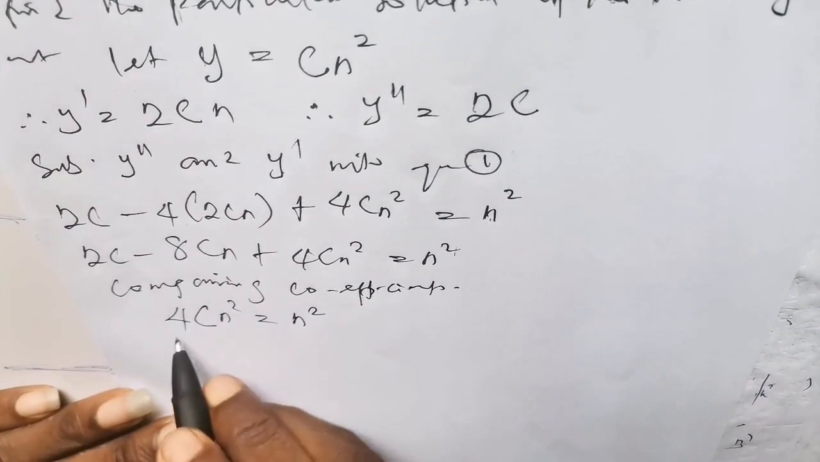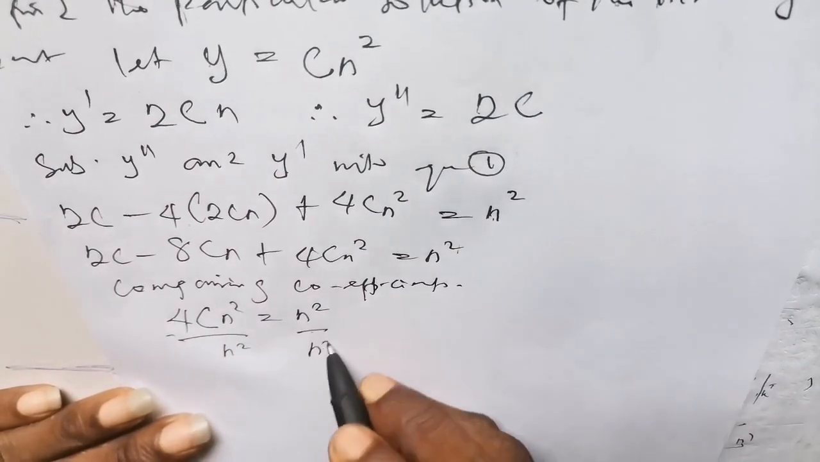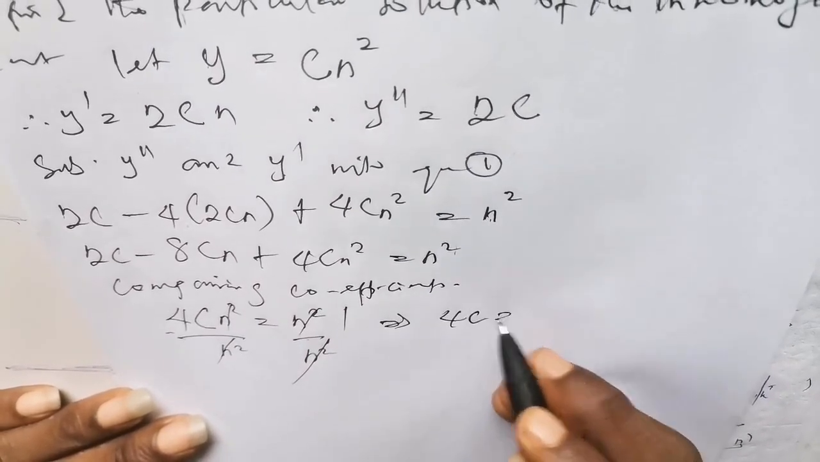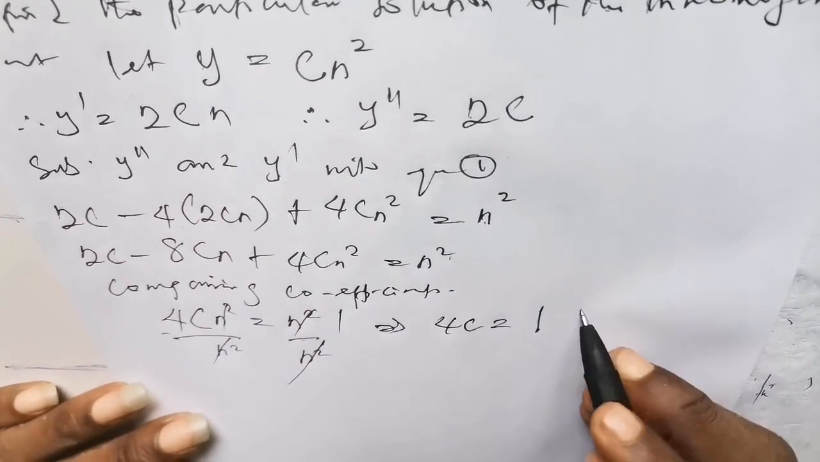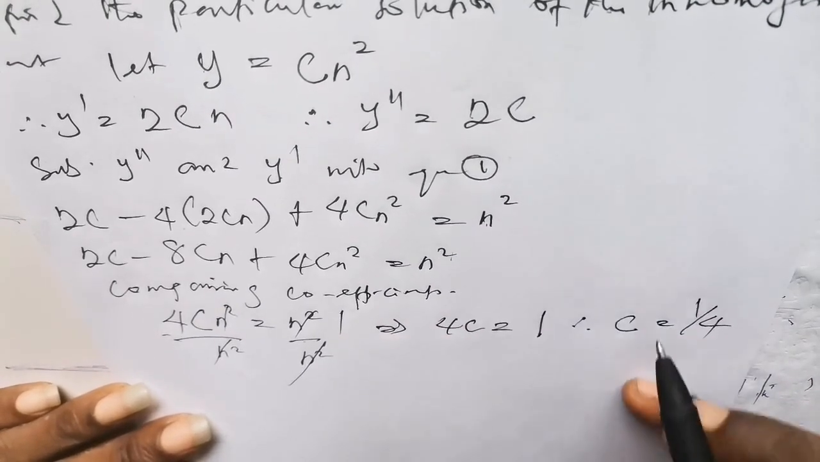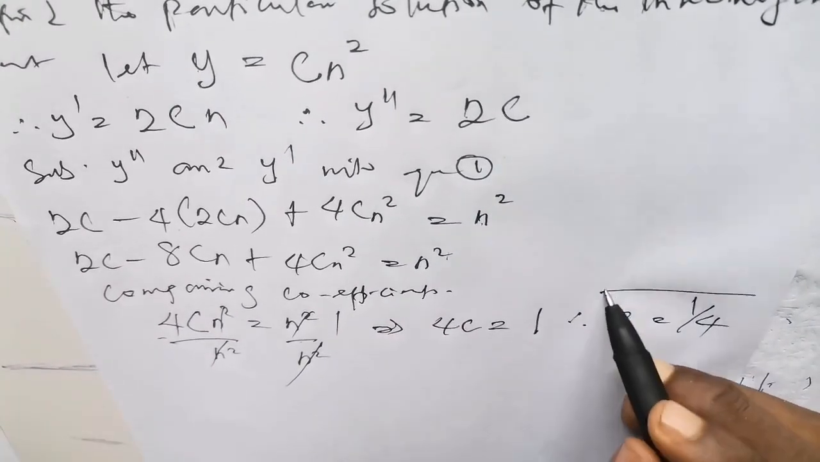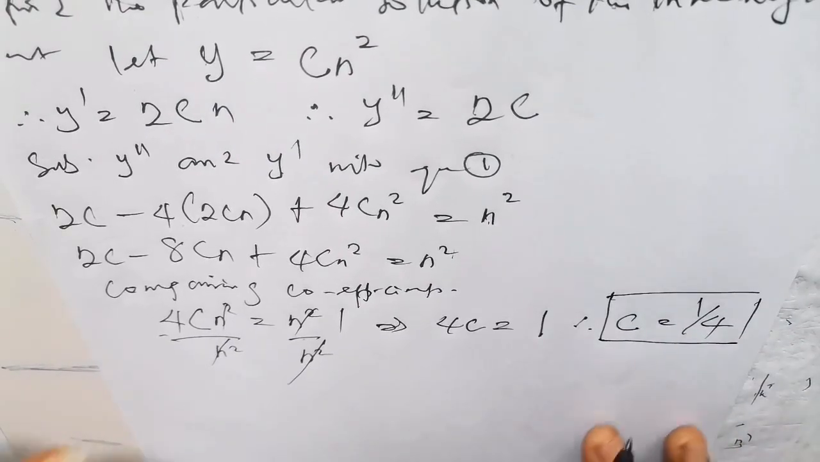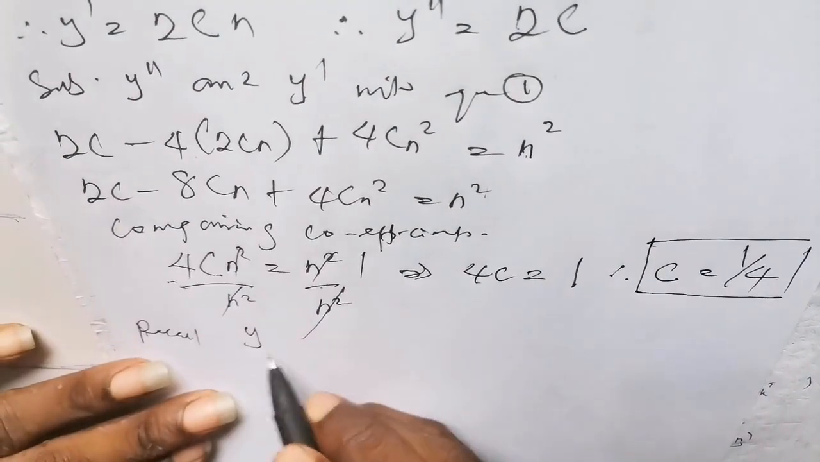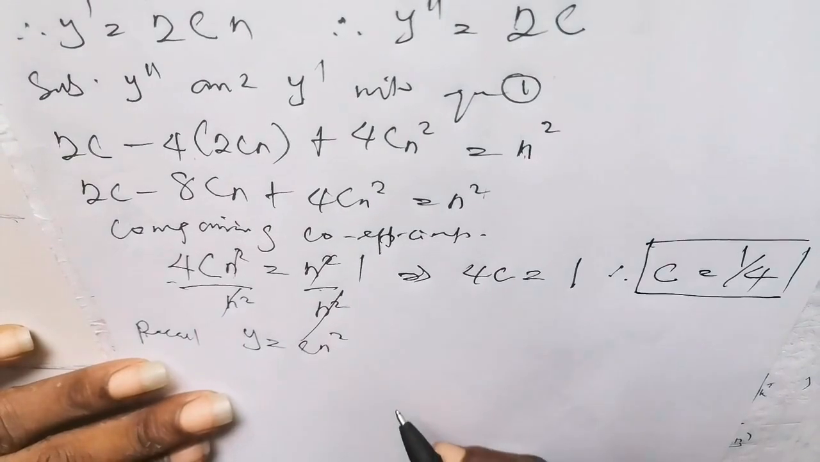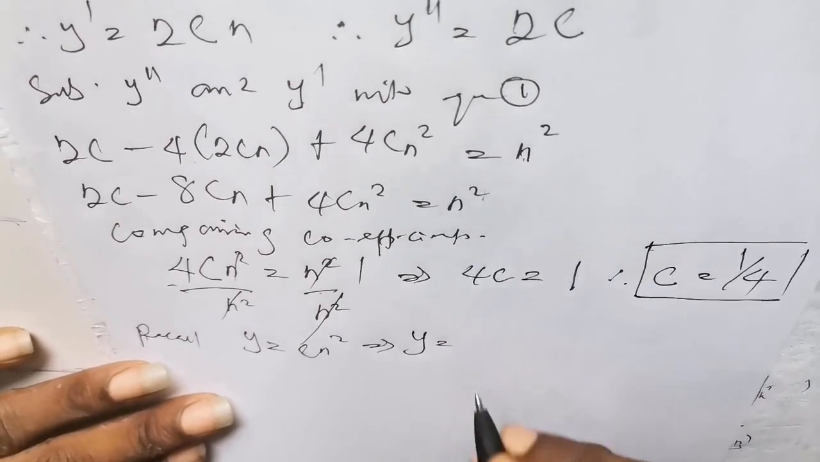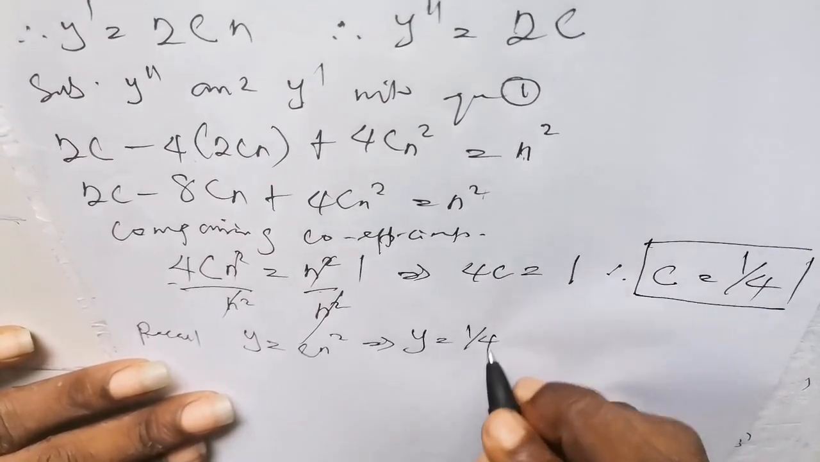So from here, I can divide both sides by n squared. So n squared divided by n squared is 1 on this side, and on the other side too. So this simply implies that 4c is equal to 1, and hence I can find c. c is equal to 1 divided by 4. This gives me the value of c. Recall we said earlier that let y be equal to cn squared. So now we know the value of c. This simply implies that y is equal to 1 over 4 times n squared.